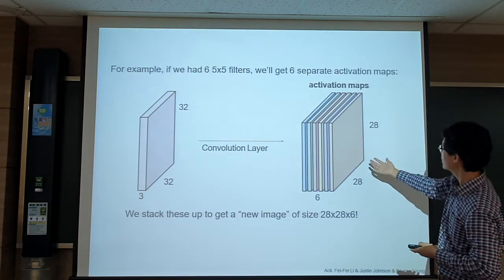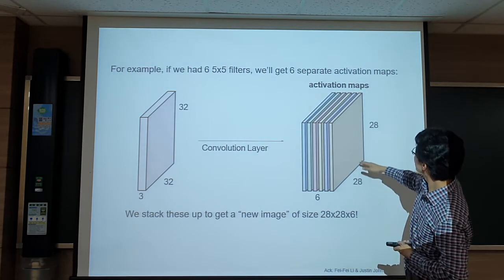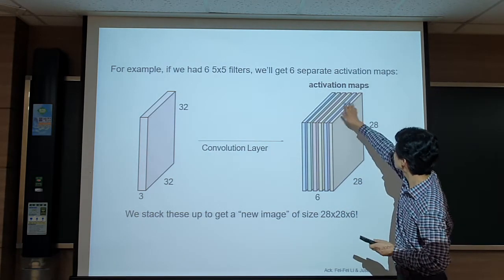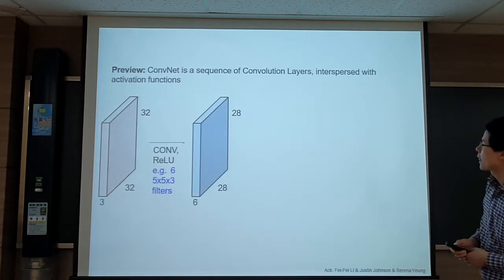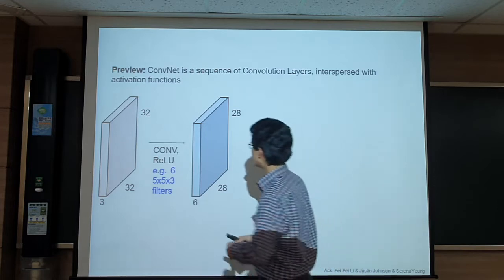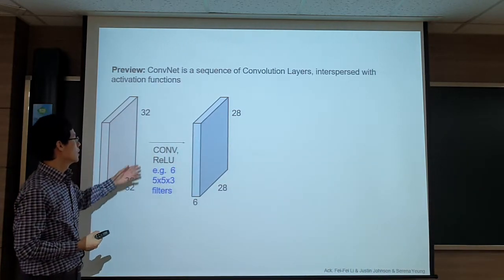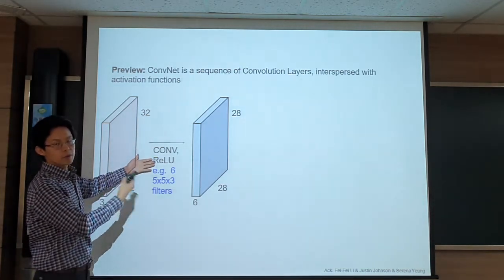And then here we used 6 different filters, so we got 6 channels for the activation map. And then once you get this value, we also apply the nonlinearity in the convolutional neural net. We can use the sigmoid function, right?